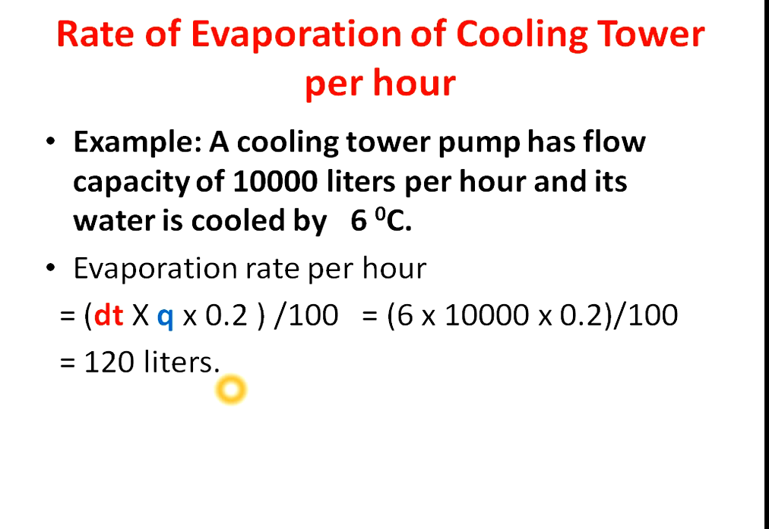Similarly, if you want to calculate the evaporation rate per day, and our cooling tower is running 8 hours per day, just multiply this 120 into 8, you will get the evaporation rate of cooling tower per day. If your cooling tower is running 12 hours per day, just multiply this 120 into 12, you will get the evaporation rate of cooling tower per day for 12 hours.